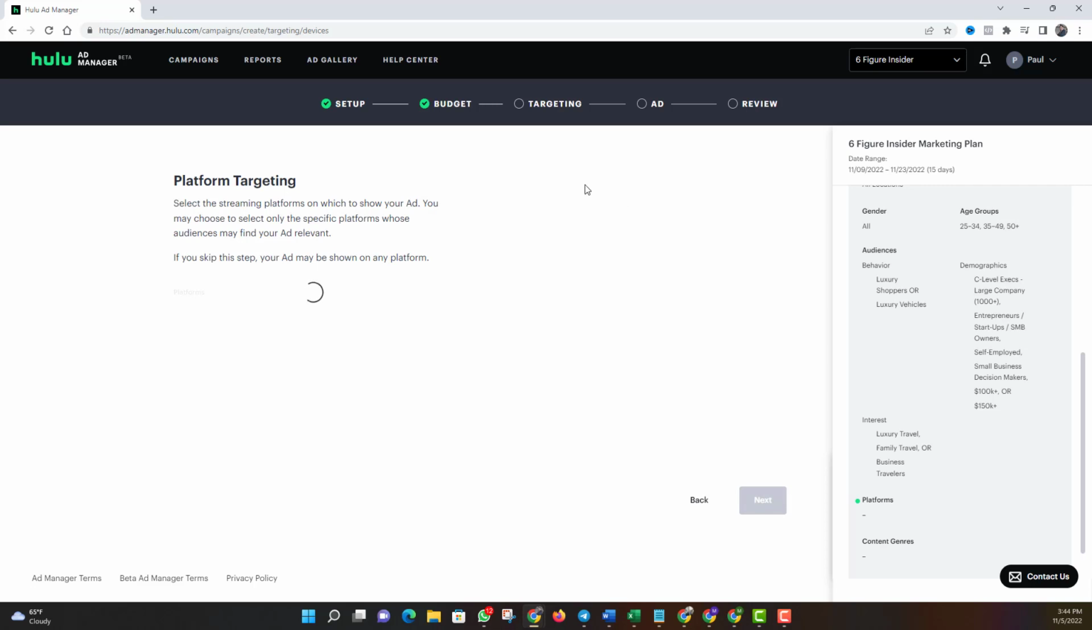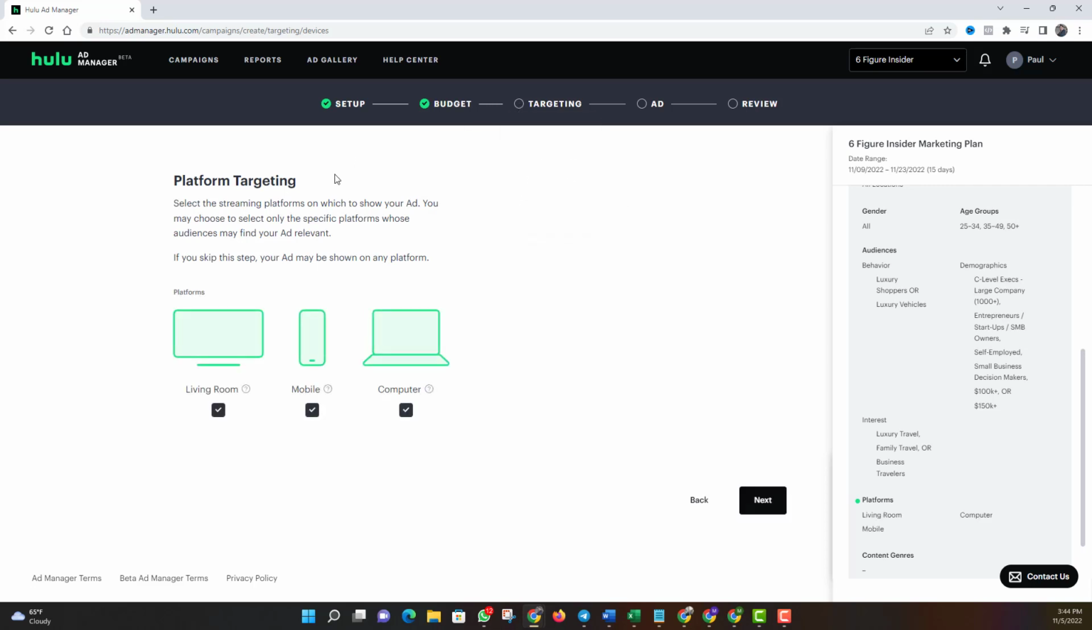We've done our targeting, and notice they have the little drop down here. So we're going to choose what platform we actually want to target on. Do we want this ad to run on living room, mobile, or computer? I'm actually going to choose living room, and let's go computer, because they're going to need to be able to take action.